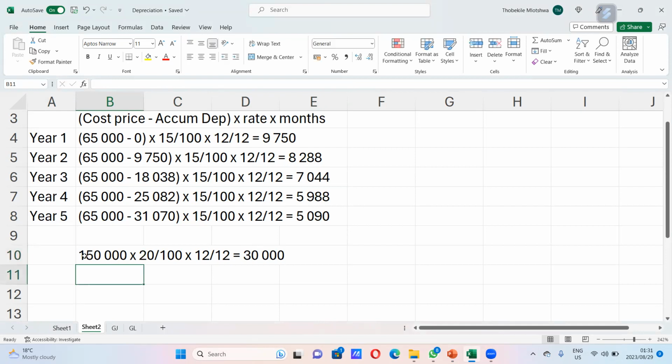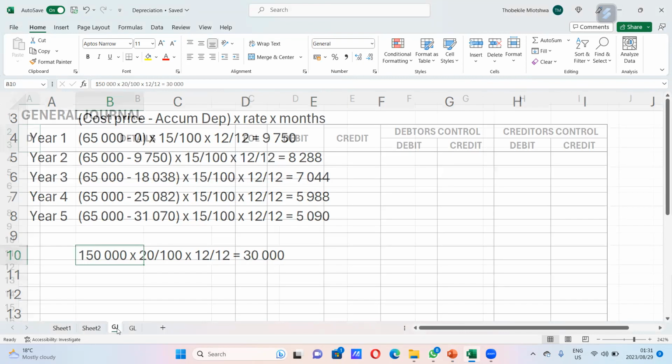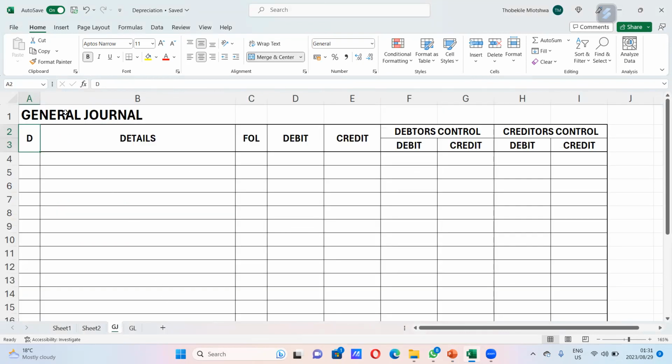So 30,000, that will be the depreciation for this year. Let's record it. Of course we use the general journal. I'm sure you knew that because there's no exchange of money, so it cannot be CPJ or SRJ. There was no sale, it cannot be a credit sale, so it cannot be DJ. There were no purchases, it cannot be CJ. There were no returns. So we can only use the general journal.